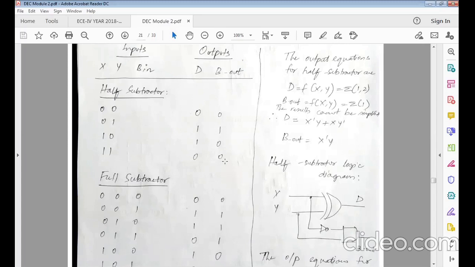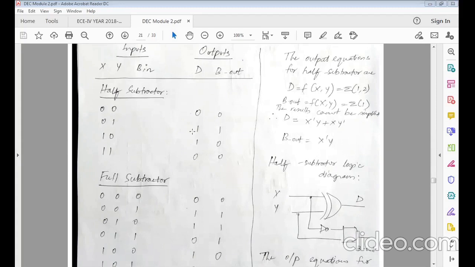So how did you take a borrow? 0 minus 1, how do you take a borrow? 0 minus 1 is what? Mathematically minus 1, right? Yes, sir. But how do you take a borrow?